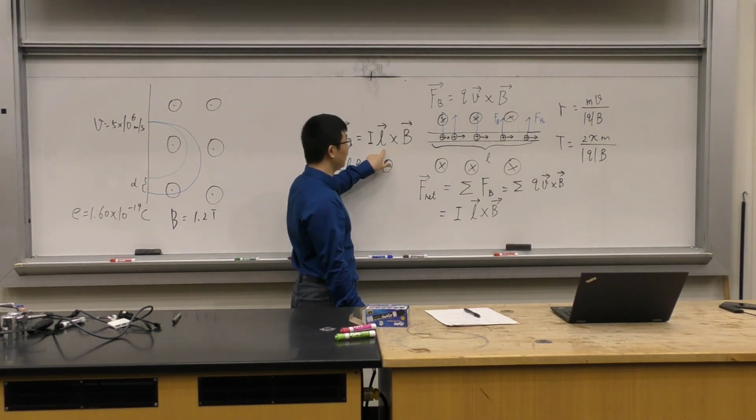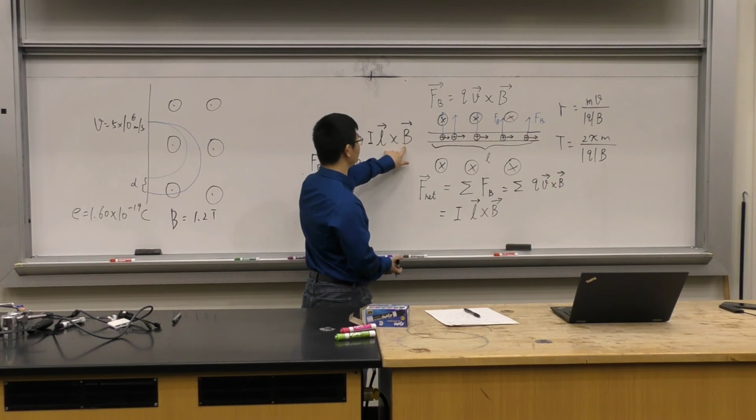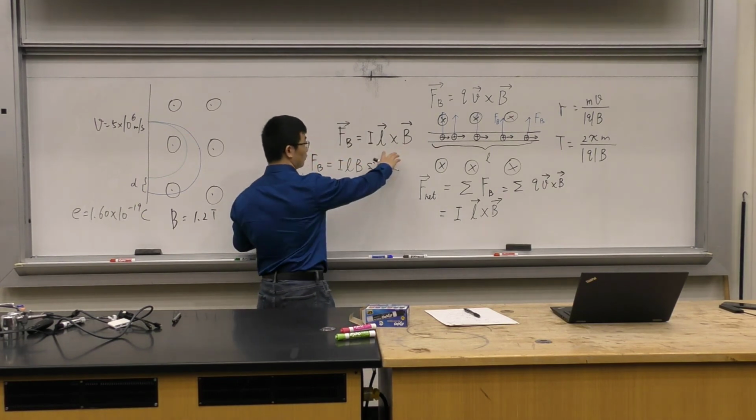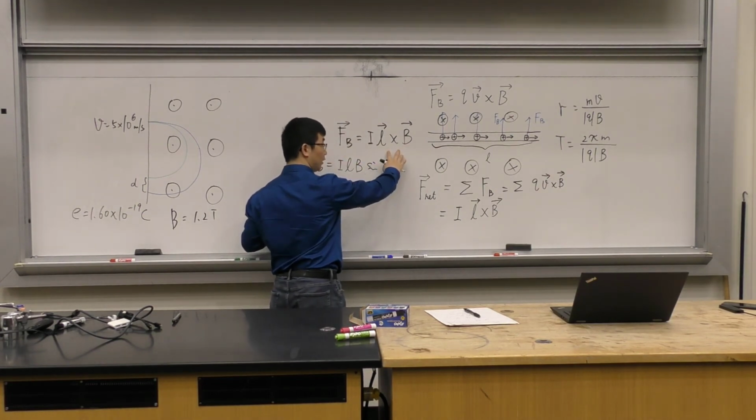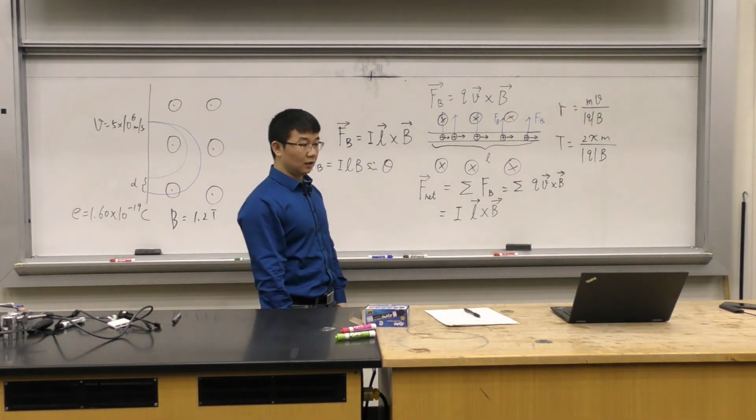The L is a length. How come a length has a direction? Well, a length doesn't have a direction, okay? But in order to make a vector here, and since we want to make a cross product here, we have to make some vector to cross into this B. So that's why we make this guy a vector.